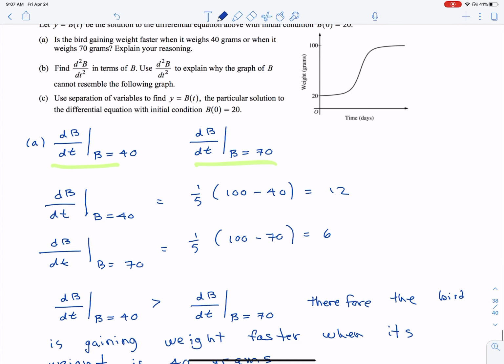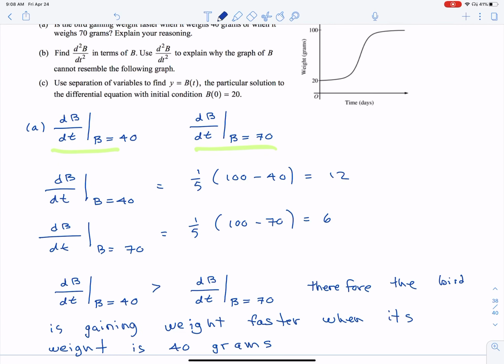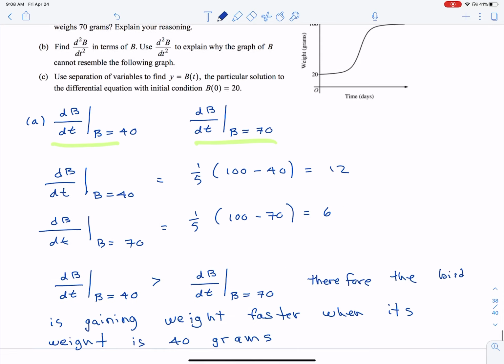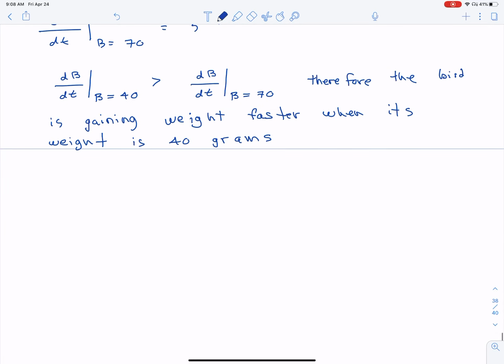Okay, so we want to look at the second derivative. So let's see here. So for this one, we were given the first derivative. We were given our differential function dB dt equals 1/5 times 100 minus b. So now they're asking us to take the second derivative. So second derivative time.